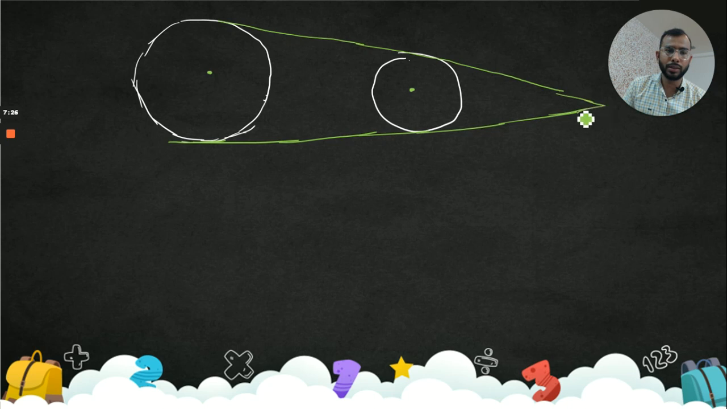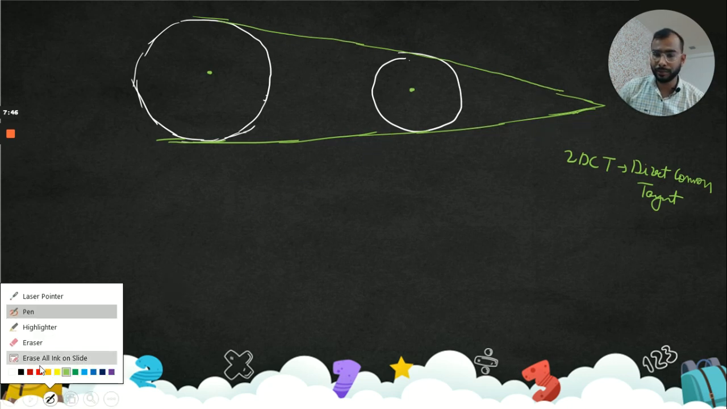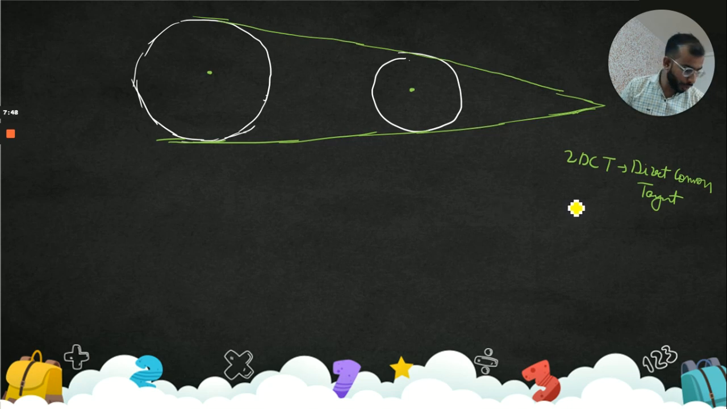Okay, it's just pointing towards me. So these are what we call DCTs. We'll write here 2 DCT. DCT means direct common tangent. First case, when both the circles are not intersecting, there are 2 DCT. Now what is the other case? The other case is 2 TCT. TCT is transverse common tangent.